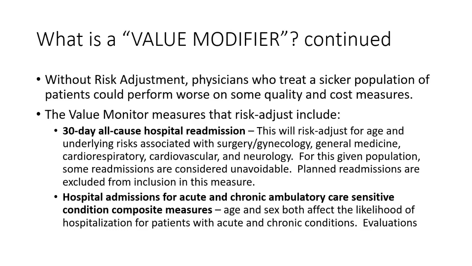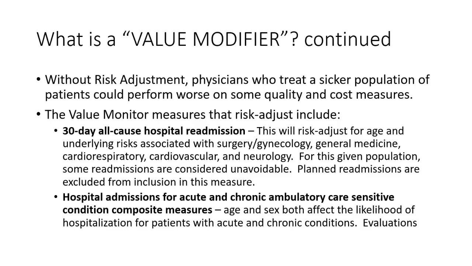So the value modifier measures that risk adjustment includes are 1, a 30-day all-cause hospital readmission. This will risk adjust for age and underlying risk associated with surgery, gynecology, general medicine, cardiorespiratory, cardiovascular, and neurology. And for this given population, some readmissions are considered unavoidable, and then the planned readmissions are excluded from inclusion in this measure.